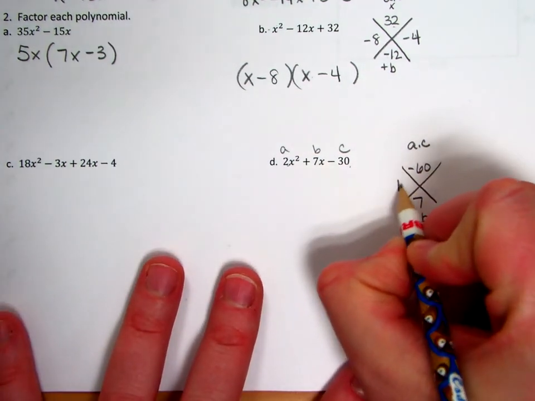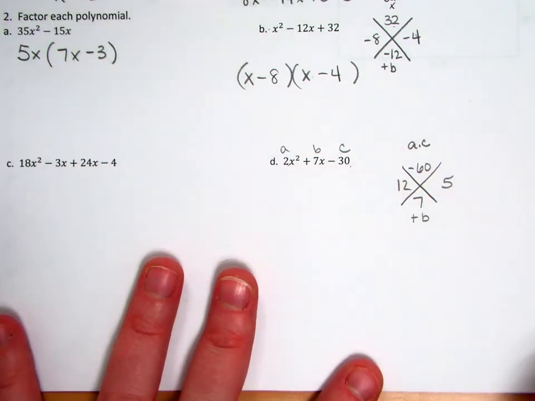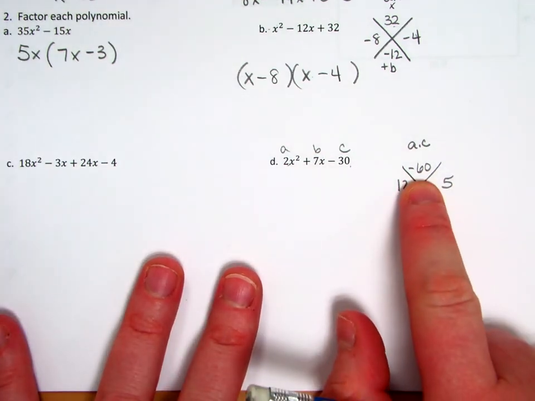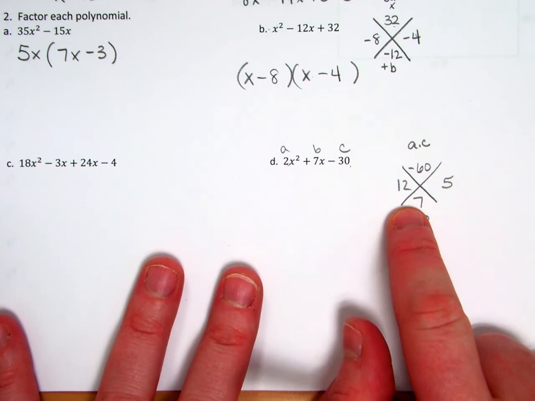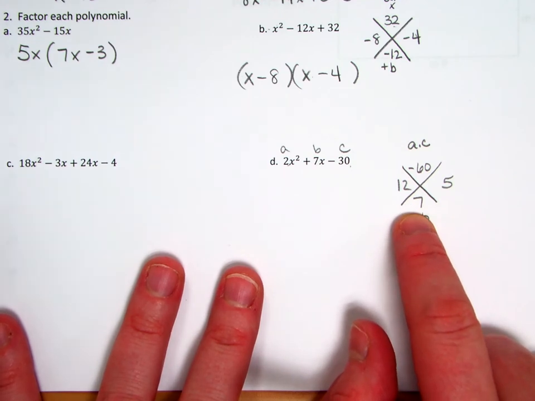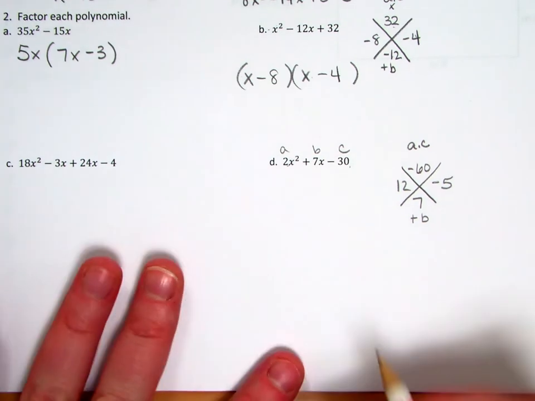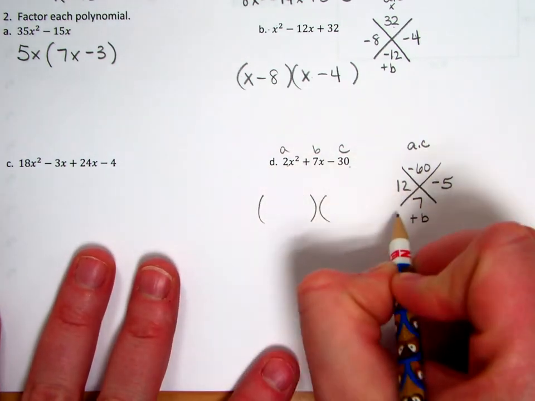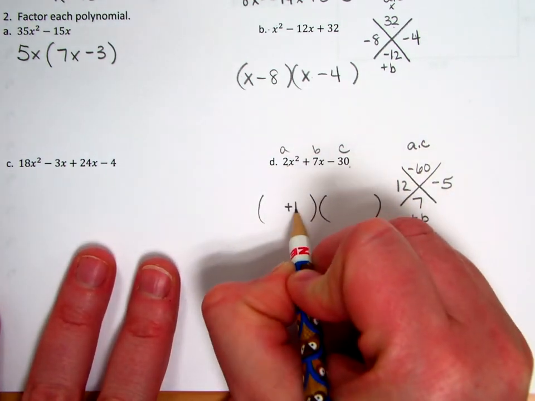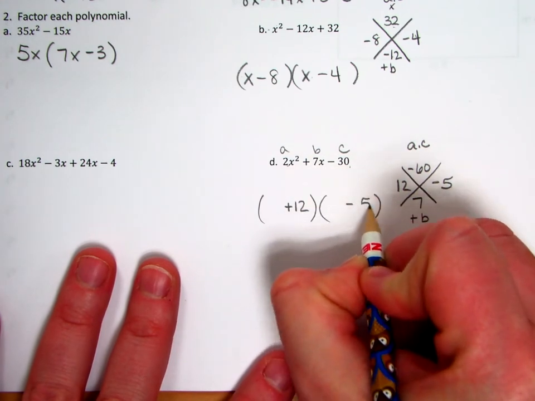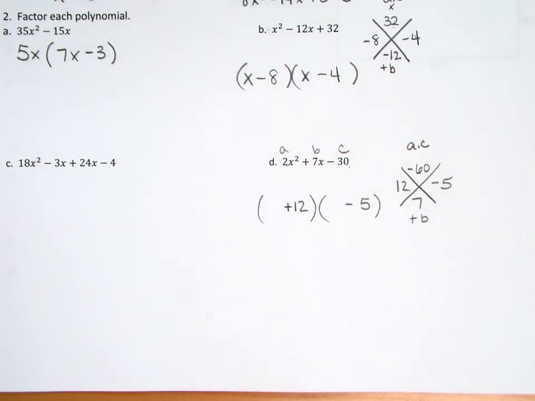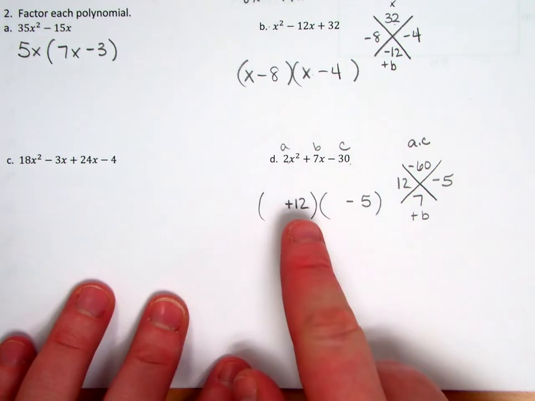Try some out. You're going to get to 12 and 5. They got to be multiplying to get negative, so one's positive, one's negative. They need to add to be a positive 7, so the 12 needs to be positive, 5 needs to be negative. So what I know in my factoring is that this back number is going to be a 12, and this back number is going to be a negative 5. I write mine left to right.